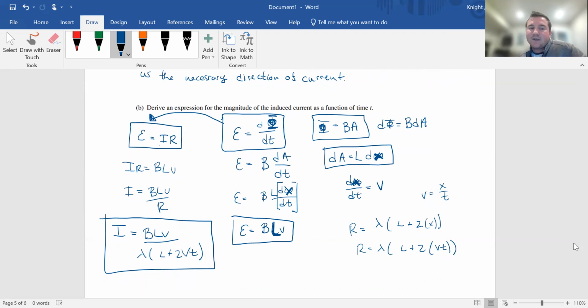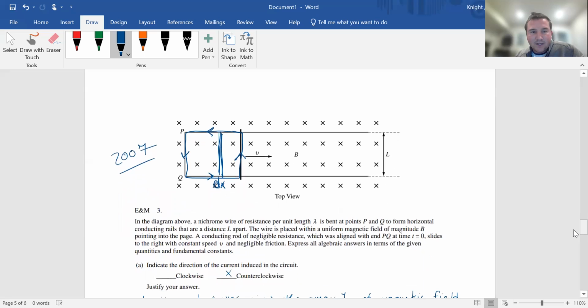All right, so we figured out our induced EMF. We can now plug that back in up here. So we get I times R is equal to BLV. We rearrange for I. Problem is R is not a given value or a fundamental constant. So we have to figure out what the resistance of the loop is equal to. They give us the resistance per unit length as lambda. So we can multiply lambda by the total length of the wire, which if we look at this up here, the length of the wire is going to be here to here to here. This section right here.